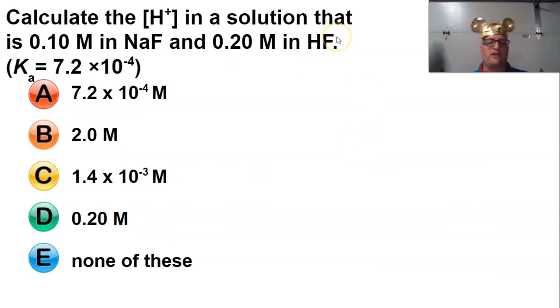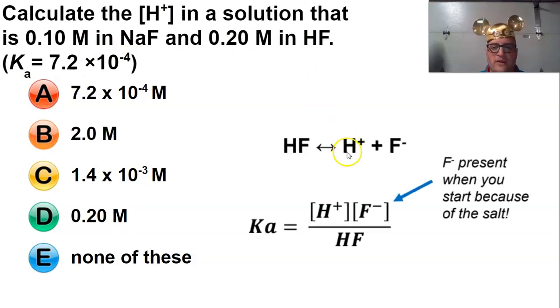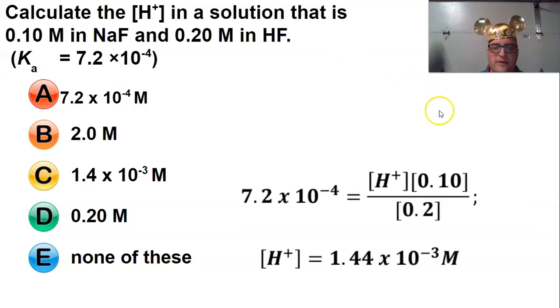So a little calculation involving here. What's the pH, or I should say what's the hydronium concentration, given a solution of a mixture of the salt and the weak acid? So we have, of course, this occurring. We need to have some F present because we start because of the salt, right? This is from the salt that's going to dissociate completely. So we have the Ka, the initial concentration of our weak acid, the initial concentration of the fluoride from the sodium fluoride, giving us solving for our hydronium.